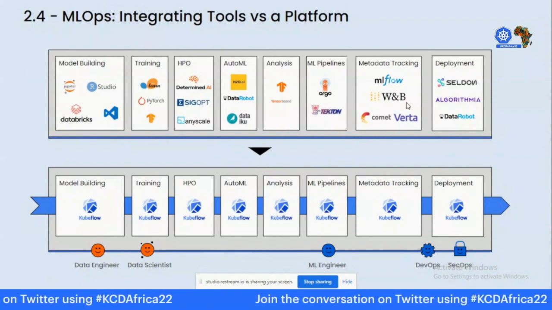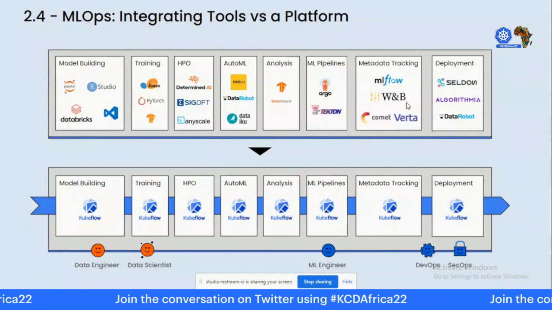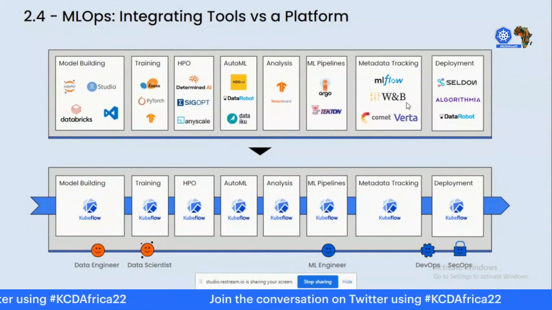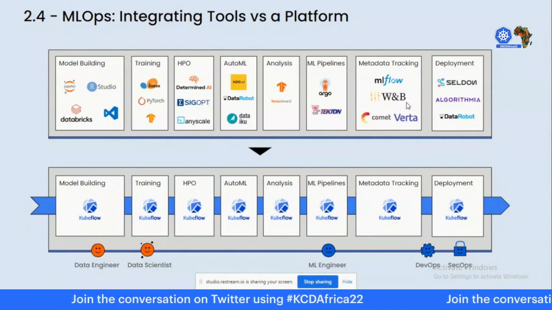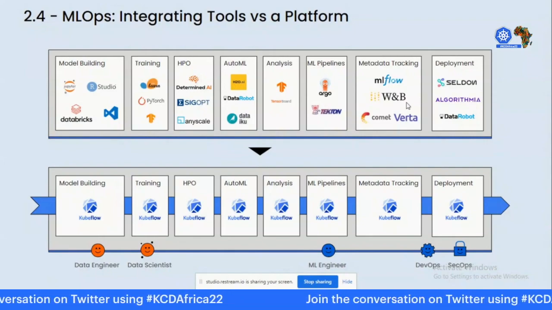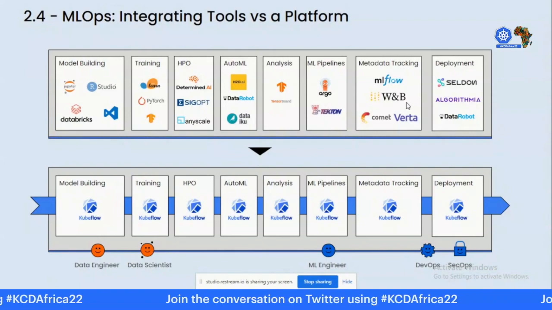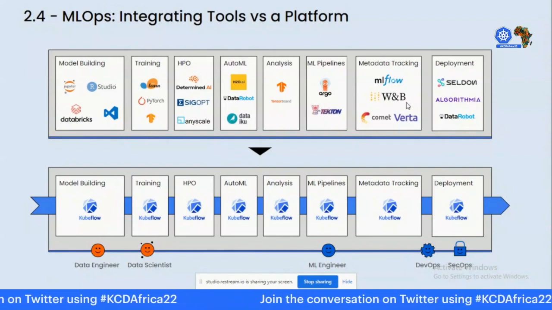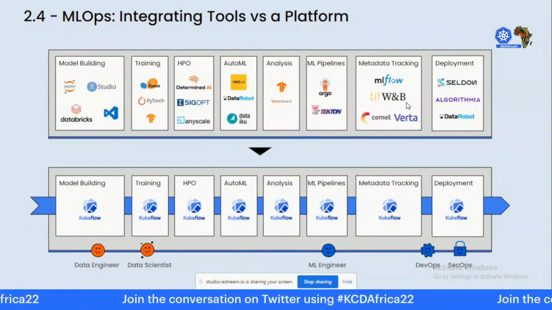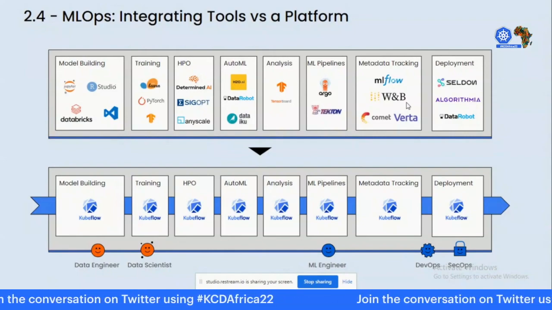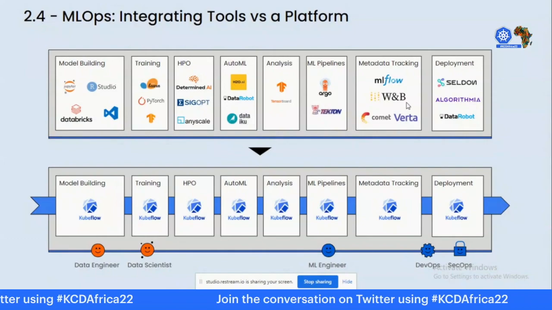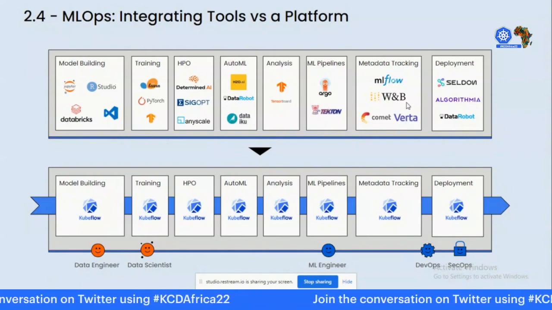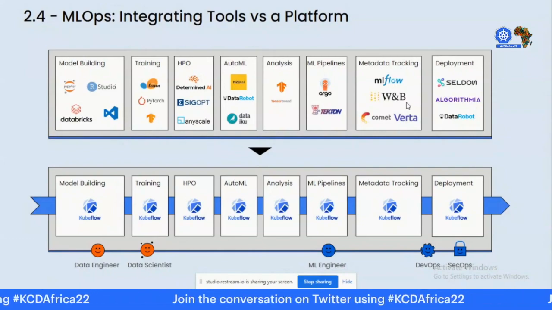Typically, if you want to do your model building, you do it on Jupyter, Databricks, RStudio, or Visual Studio Code. Kubeflow offers you all this all in one. If you want to do your model training, you probably use Python, scikit-learn, or TensorFlow. Kubeflow also offers this to you. If you want to do hyperparameter tuning, you probably use SigOpt, Determined AI, or Anyscale. Kubeflow also does this, from AutoML analysis, ML pipelines, metadata tracking, and deployment. So Kubeflow offers all this all in one. It's just your all-in-one MLOps pipeline.